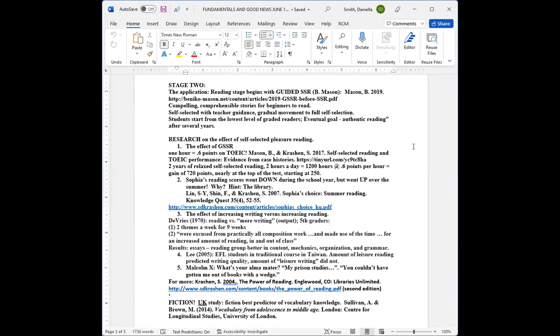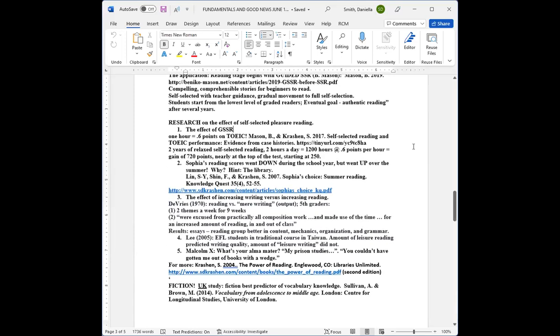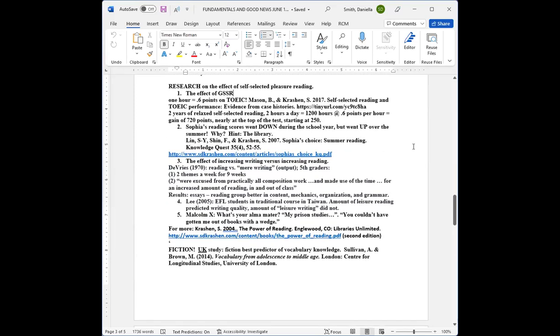Here's our research. We had a couple of students in Dr. Mason's class who wanted to see how well they were doing. They took alternate forms of the best known test of English as a foreign language, the TOEIC test. They paid for it themselves. It's like $10 to take an alternate form. And we got their scores.